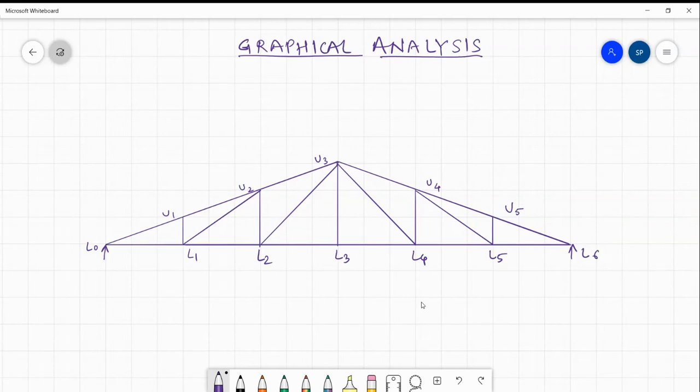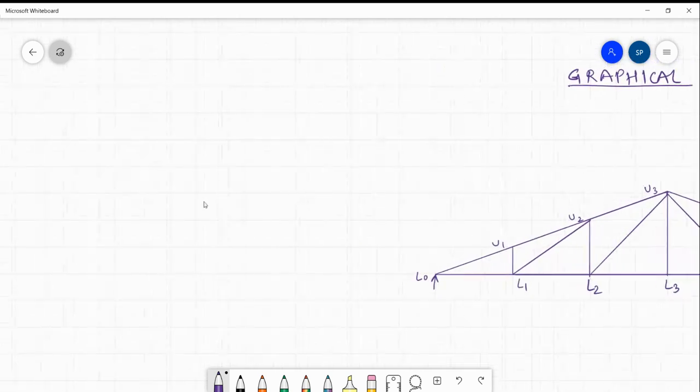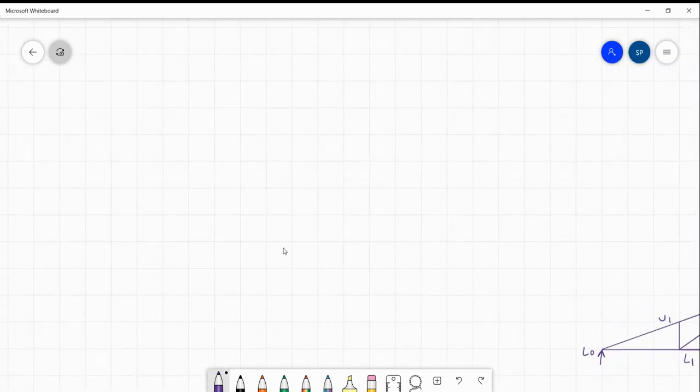Hello friends, today we will see the graphical analysis of a truss. There are different methods of analysis of truss, namely method of joints and method of sections. These are the commonly used methods of truss analysis. Today we will be going for graphical analysis of truss.